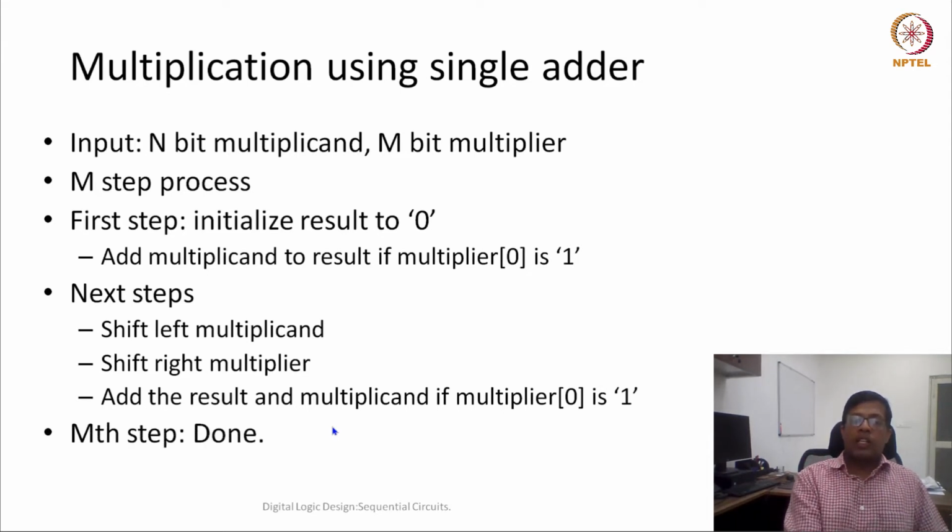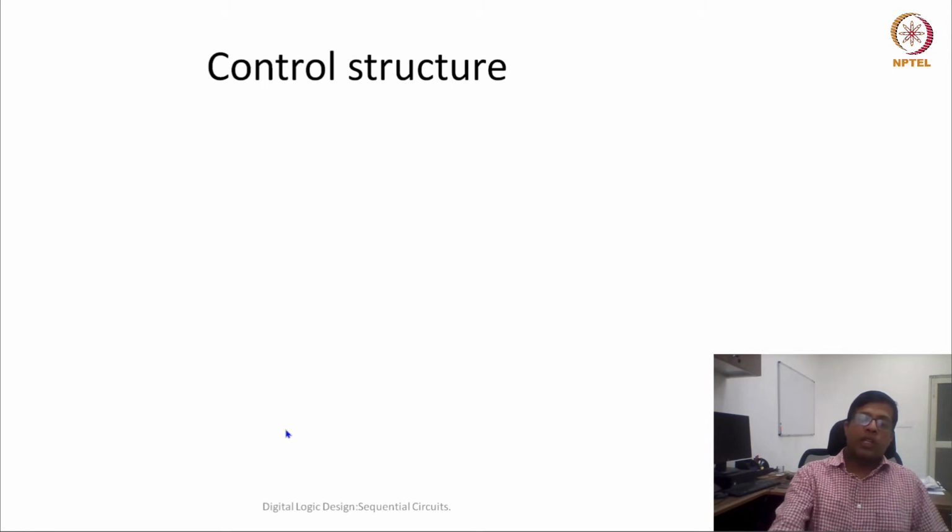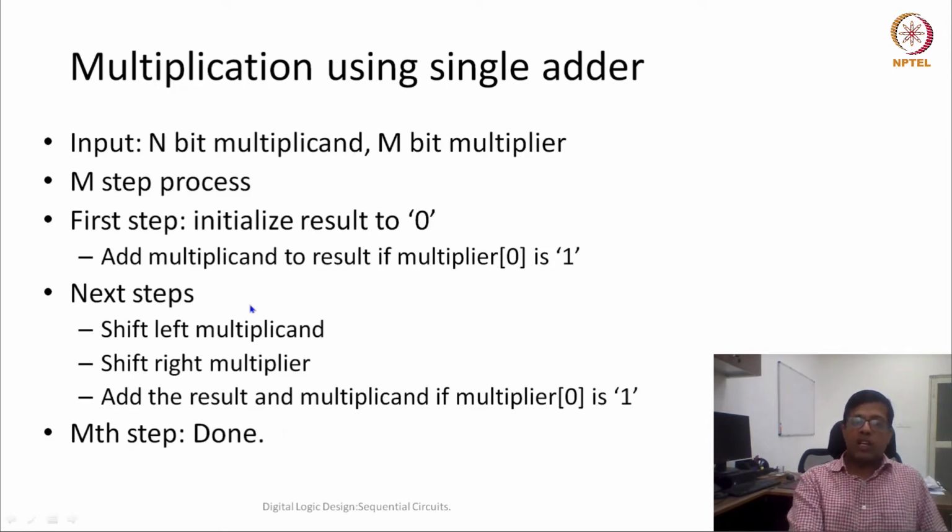So after this m steps we would be done, because we would have already done these m partial additions. Now if we want to implement this structure, we can design this as an m state finite state machine with m states, where the first state will initialize the results, and after that every time the input to this finite state machine is going to be the 0th bit of the multiplier, and there are a couple of operations which we need to perform in each state.